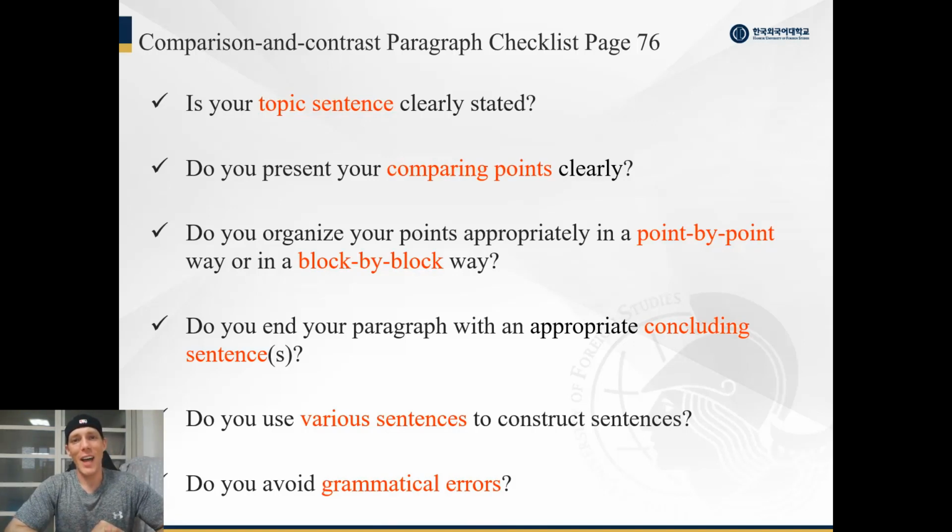So try to write in this textbook. If you really want to improve your writing, give yourself some topics, some ideas that are interesting to you, and write about them. So maybe you want to compare and contrast Liverpool and Manchester United.